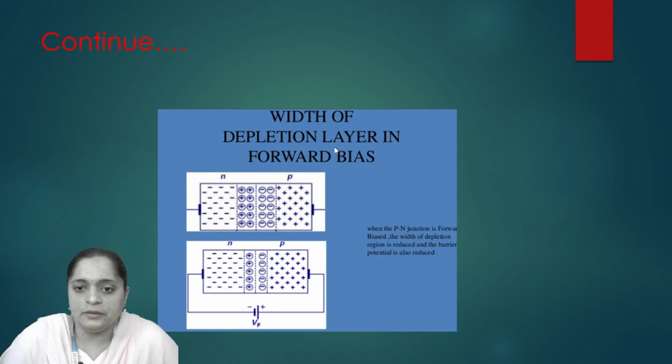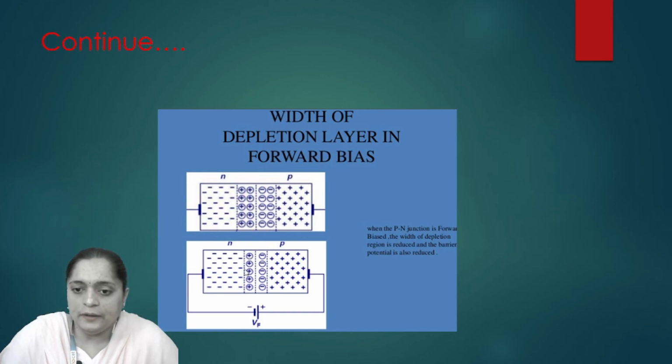So, the width of the depletion layer or region in forward bias. The first diagram indicates the unbiased diode. Unbiased means there is no external DC supply added in this system. But here we have added an external DC supply. Regarding forward bias, the external positive terminal is connected to the p-type material and the external negative terminal is connected to the n-type material.